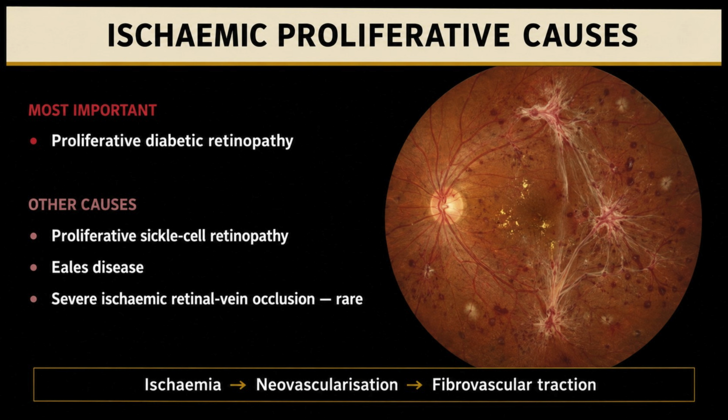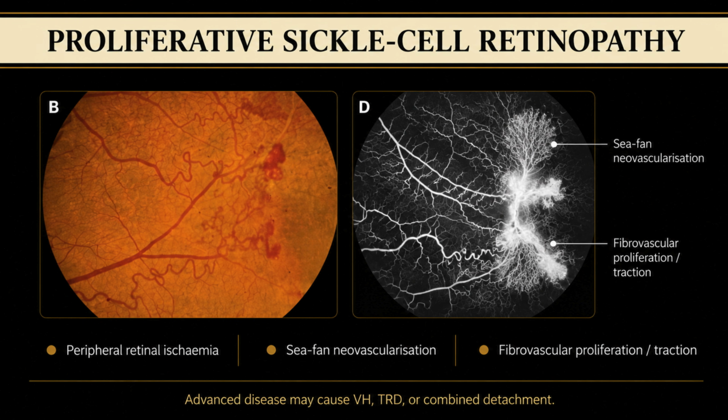Here we have PDR as discussed, proliferative sickle cell retinopathy, Eales disease. PDR is by far the most important adult cause. And the same broad pathway can also occur in proliferative sickle cell retinopathy. Here, peripheral vaso-occlusion occurs, which produces retinal ischemia, neovascularization, and subsequently fibrovascular traction. Advanced disease in proliferative sickle cell retinopathy may also produce vitreous hemorrhage, TRD, or a combined tractional rhegmatogenous detachment.